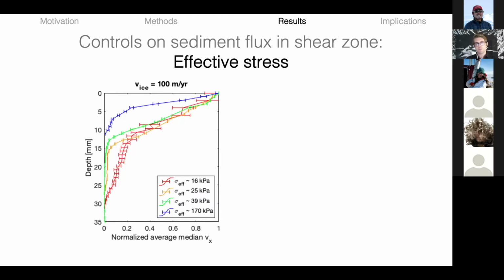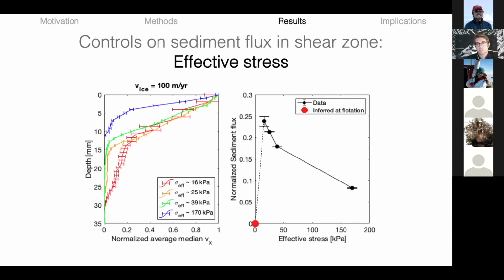General observations here are that the shear or strain is localized in an area between 1 and 3 centimeters, and strain localizes as effective stress increases. Integrating these curves, we can obtain a relationship between the effective stress and a normalized sediment flux. What we see here is that there's a rapid increase in sediment flux from flotation to a maximum in our experiment around 16 kilopascals, which then tapers off with increasing effective stress.